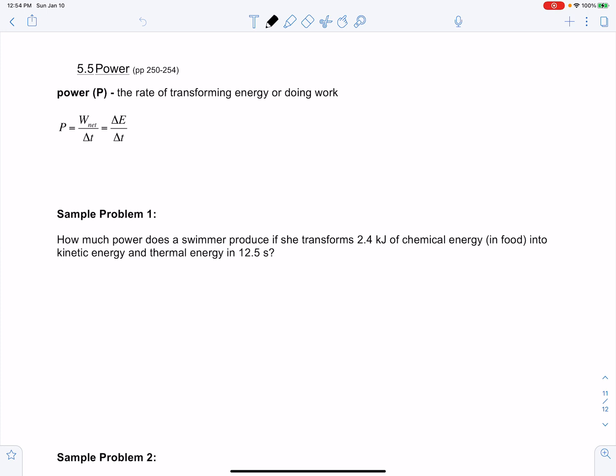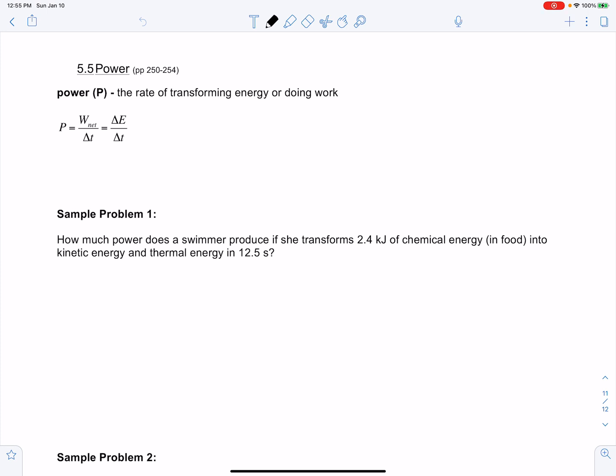fairly different people can lift the same mass, 50 kilograms, up to the same height. Which of those two people is more powerful? Well, the answer depends on who can do it the fastest. Power is the rate of transforming energy or the rate of doing work.